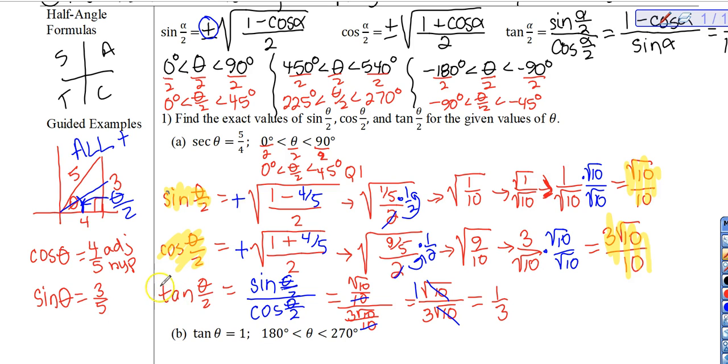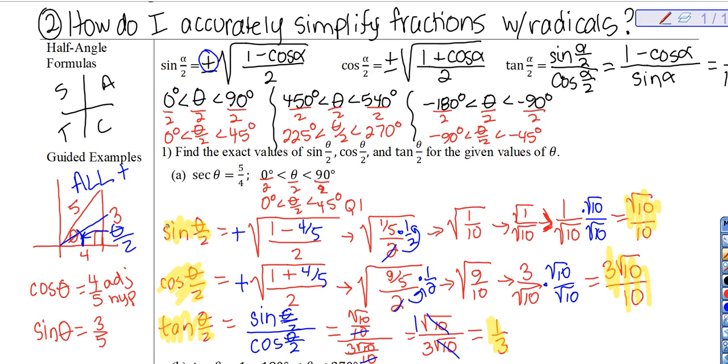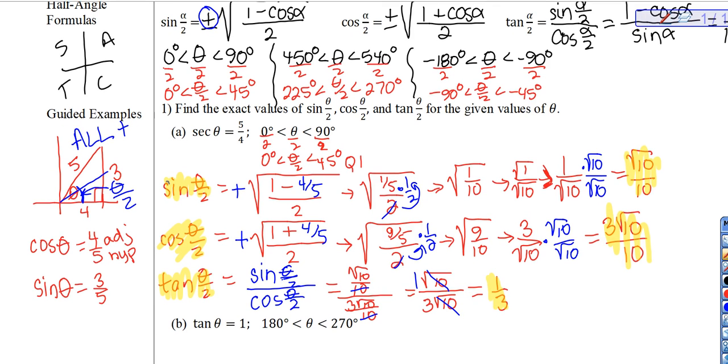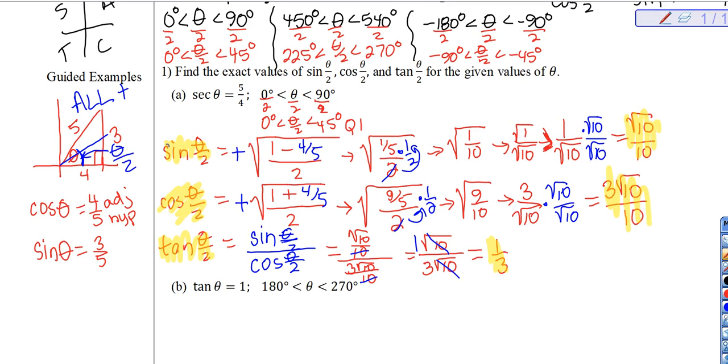I think maybe it's about the same amount of steps as doing the second option for tangent of alpha over 2, or the third option. You can pick any option you like. Sometimes one of those formulas is faster than the other. So there you have it. Questions about that?